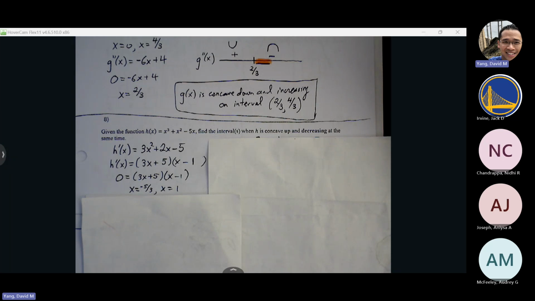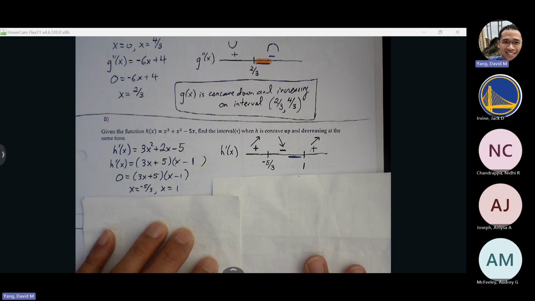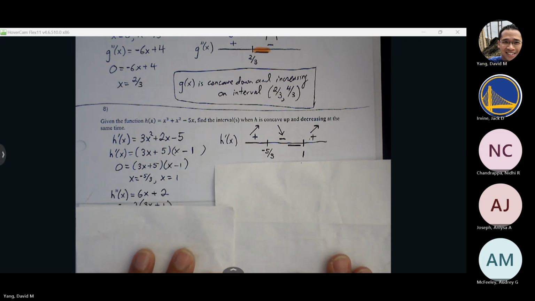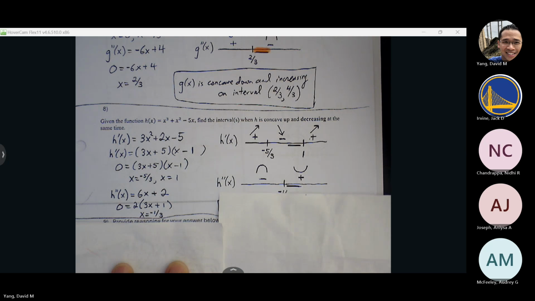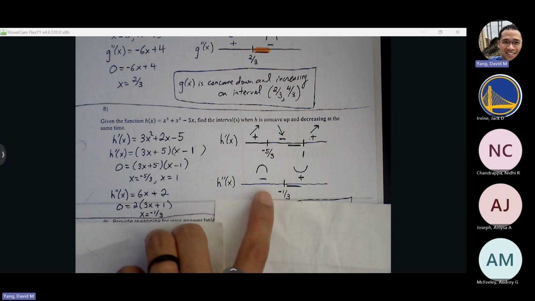Critical points from H prime is -5/3 and 1. Place them onto my H prime sign line. Test -2, test 0, test 2. Okay, find H double prime. That critical point. Here I'm testing 0 and 1. Sorry, -1 and 1.